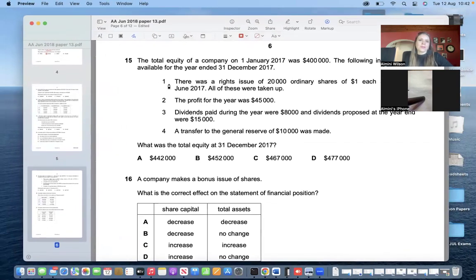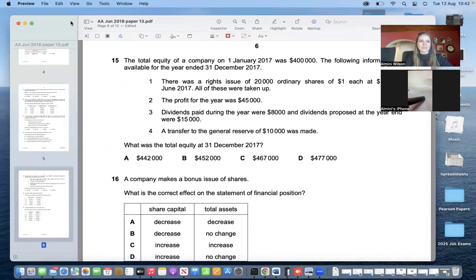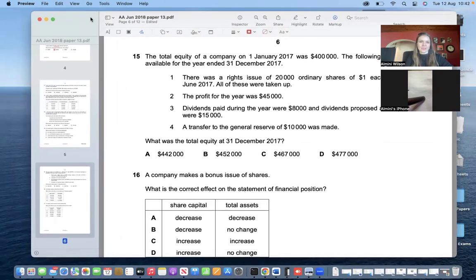The total equity of a company on the 1st of January was 400,000. And the following information is available at the year end. It's always nice to have a 1st Jan to 31 December because it's the same year, 2017. But we have to now consider everything that happened and how that affects our equity. So if you like, you can draw a financial year, 1st of Jan, 31 December.